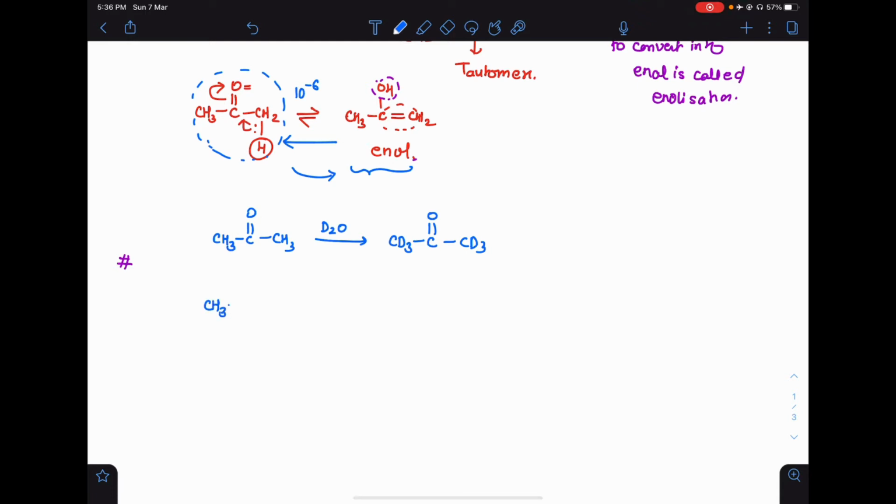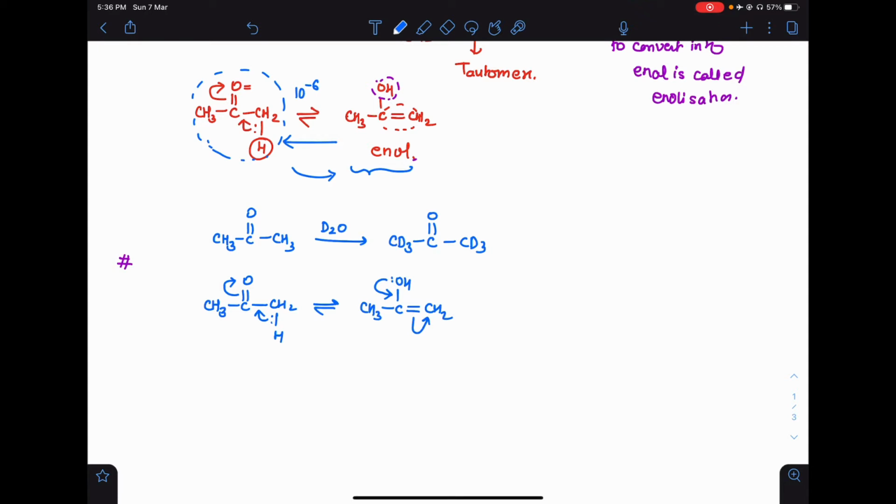For example, CH3C double bond O, CH3. So how will the tautomerism happen here? The hydrogen will give its electrons, the carbon-hydrogen bond electrons. The electrons of the C=O will shift up, okay, and you will have CH3, C(OH) double bond CH2. Now, in order to go in the backward direction, what will it do? Oxygen will donate the electrons. These electrons will shift here.